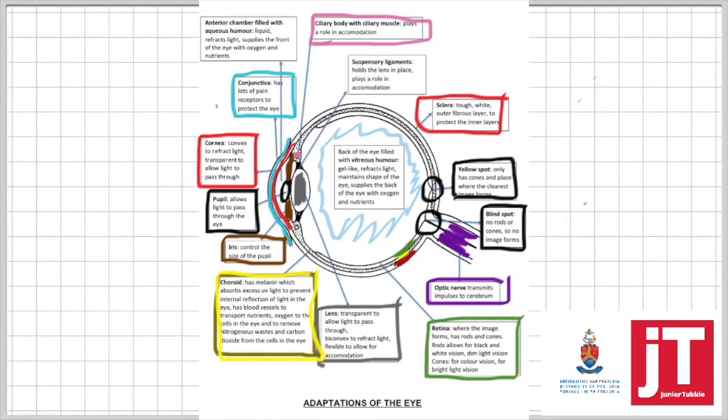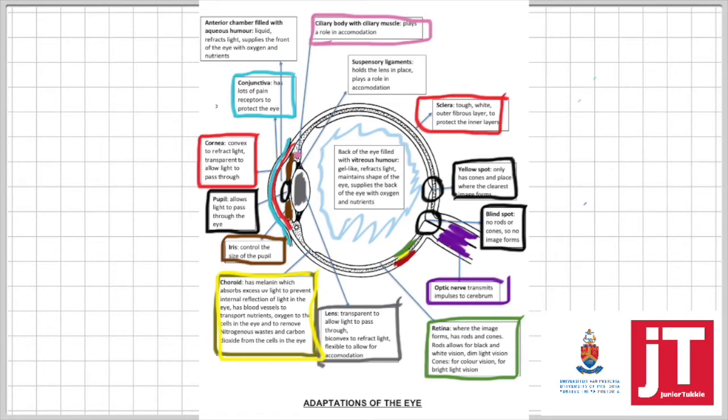Then the inner layer here is the retina, which is in green. The retina is the layer where the image forms. And the retina has special photoreceptor cells, rods and cones. The rods are there for black and white vision and dim light vision, and the cones are there for color and bright light vision.